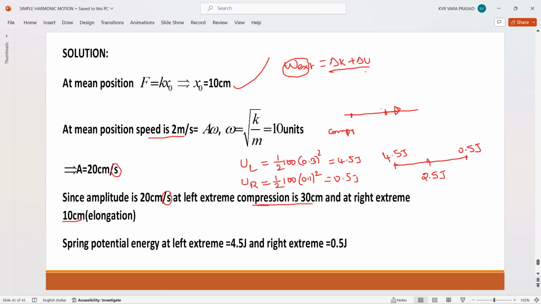That is what we have seen here, right? It is changing from 4.5 to 0.5 while moving towards right side. And while moving left side, by applied force, work done is positive. That means mechanical energy of the system is increasing. So here mechanical energy of the spring block system is not constant. It is not violating energy conservation principle. Reason is by external force work is done.